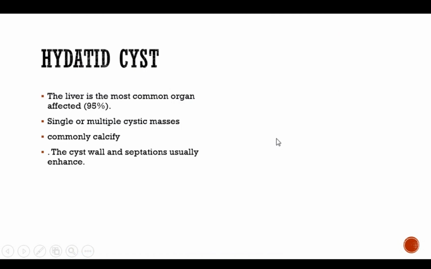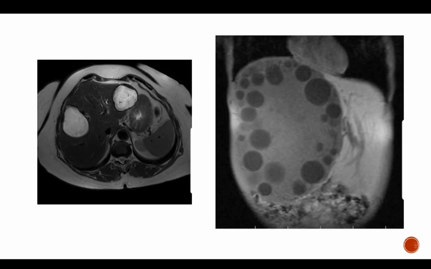Now, hydatid cyst. The liver is the most common organ affected by hydatid disease, and the cysts could be single or multiple. The lesions are commonly calcified. One of the things to differentiate them from simple cysts is that the hydatid cyst wall and septations usually enhance. So this is an MRI scan of the liver that shows an enhancing lesion, well defined. And these are multiple cysts within the liver.